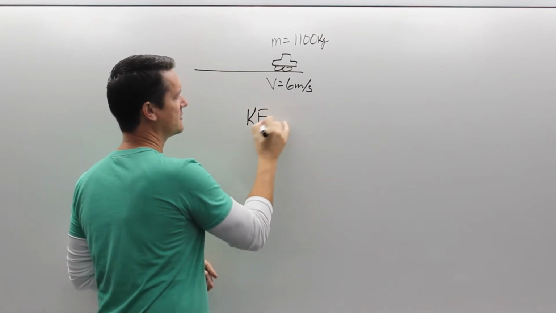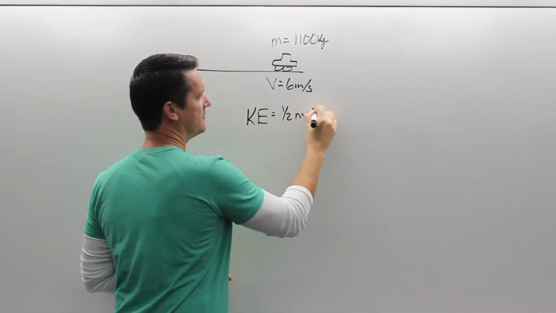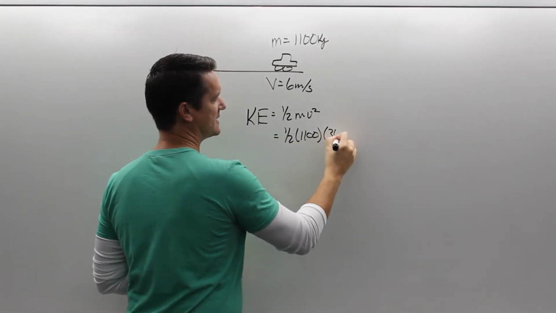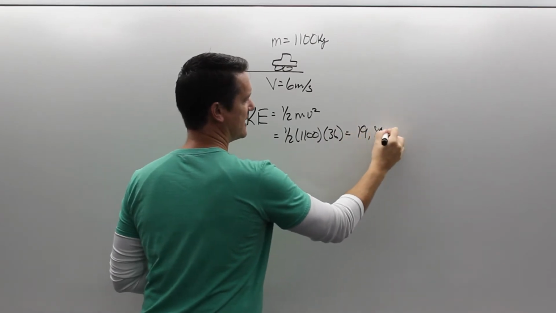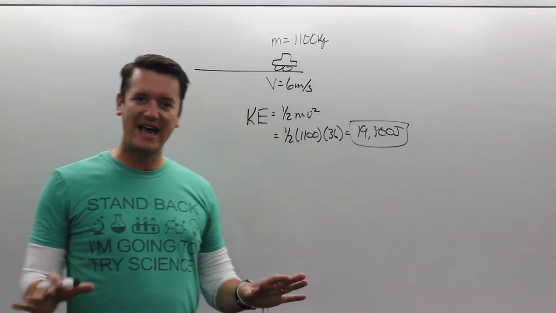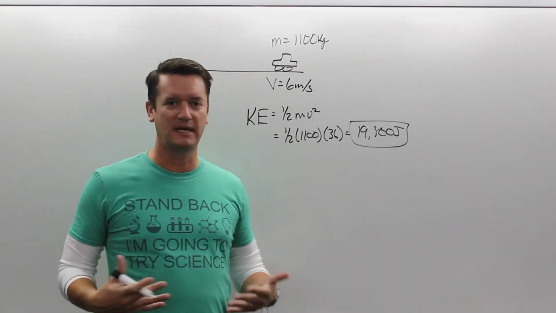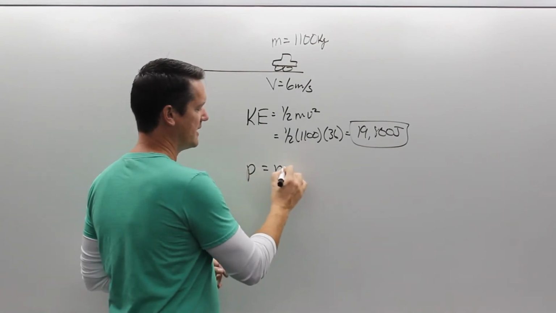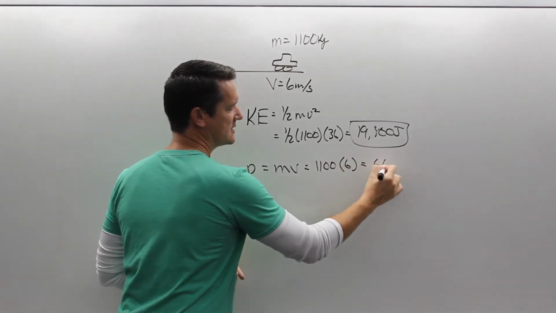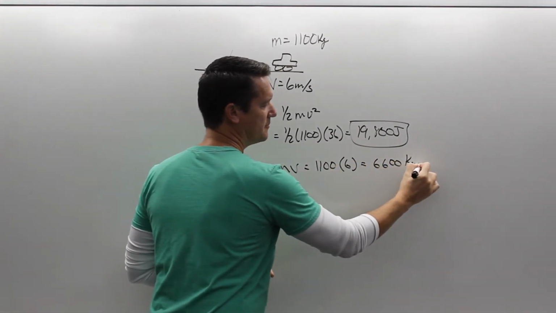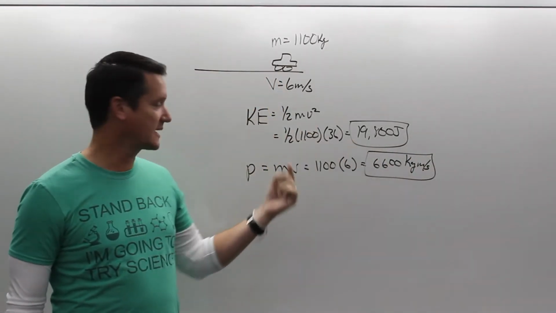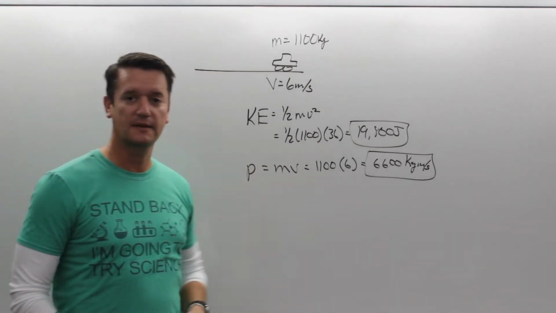We would say that the kinetic energy is 1/2 mv squared, or in this case, 1/2 times 1,100 times 36, which is 19,800 joules. We would say that it has this many joules of energy. But now we can also describe it in terms of its momentum. This car has a momentum, m times v, of 1,100 times 6, which is 6,600 kilogram meters per second. The units for momentum are kilogram meters per second. Kilograms times meters per second.